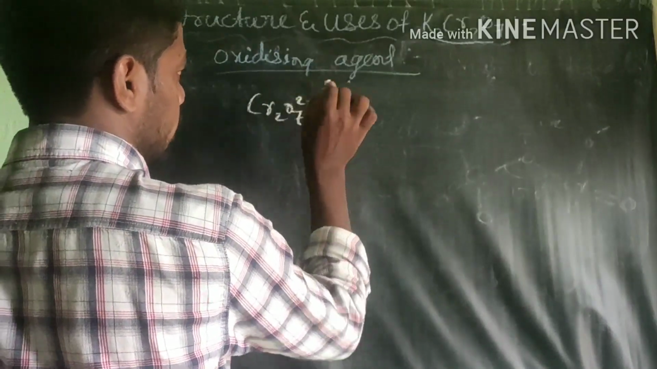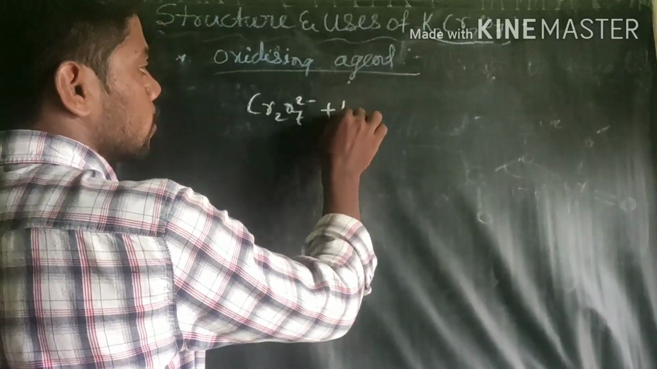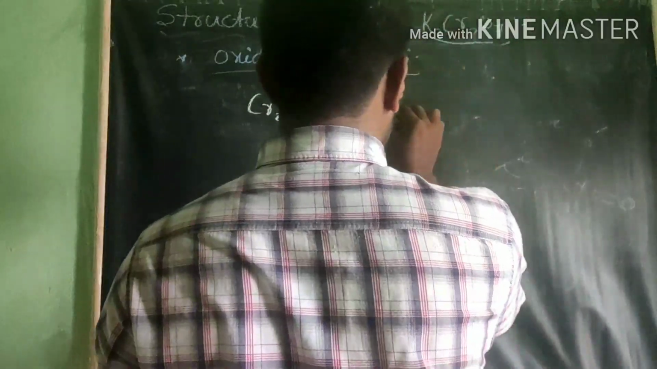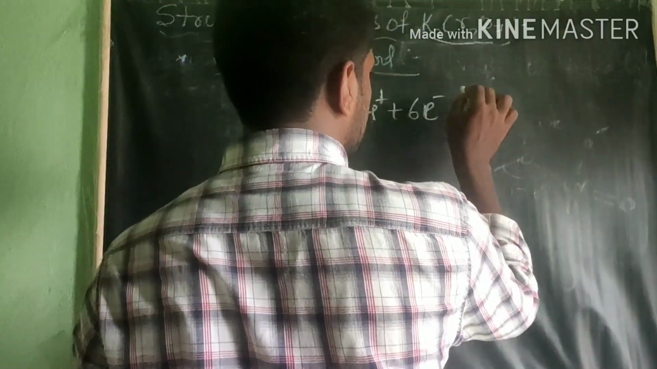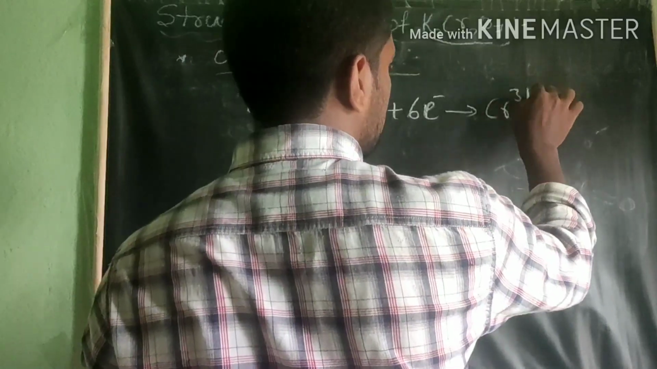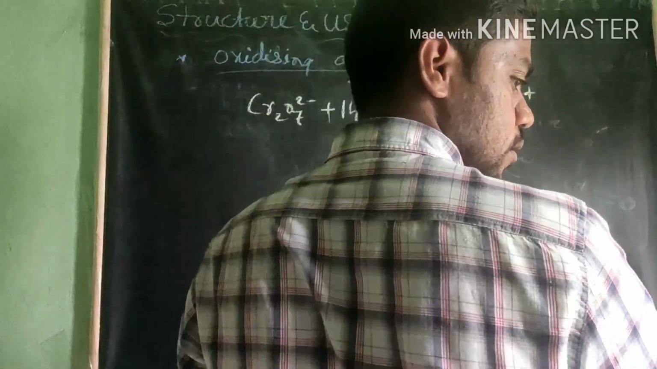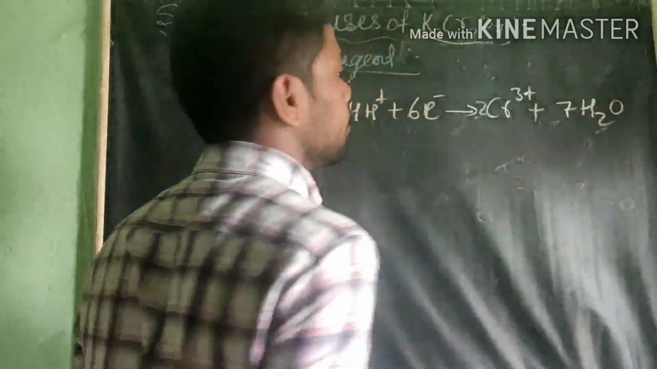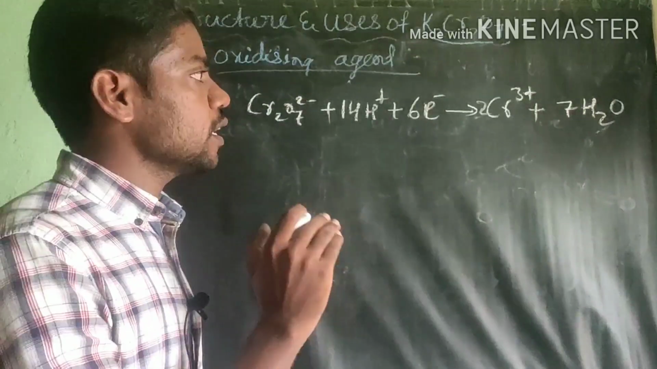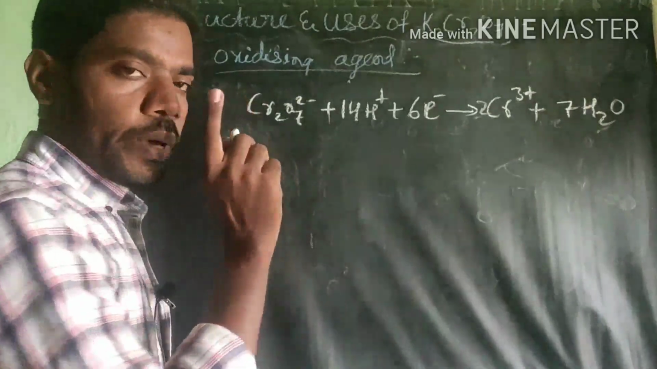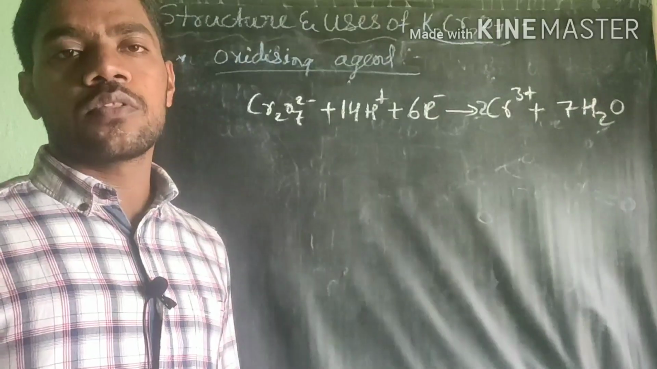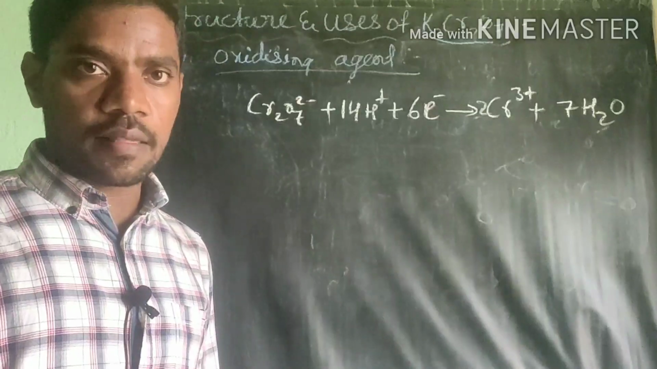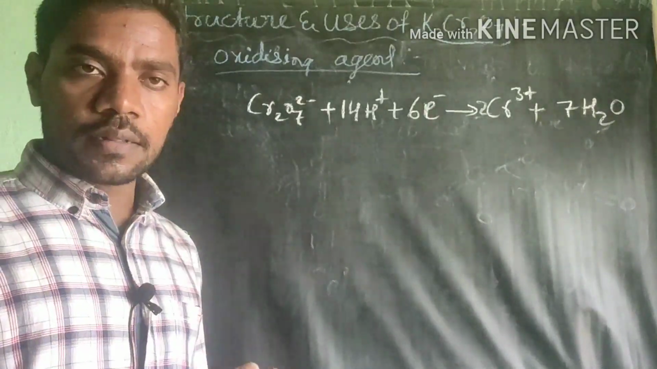Cr2O7 2 minus combines with 14H plus and 6 electrons. It gives rise to 2Cr3 plus and 7H2O. You see here, this is a basic fundamental equation, where K2Cr2O7 shows the oxidizing agent. This compound is showing the oxidizing agent. Yes, right. This compound K2Cr2O7 acts as the oxidizing agent.